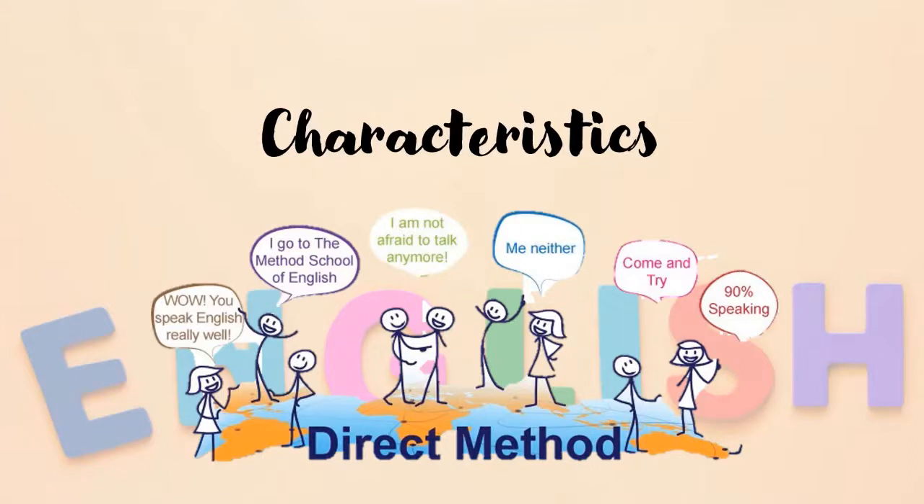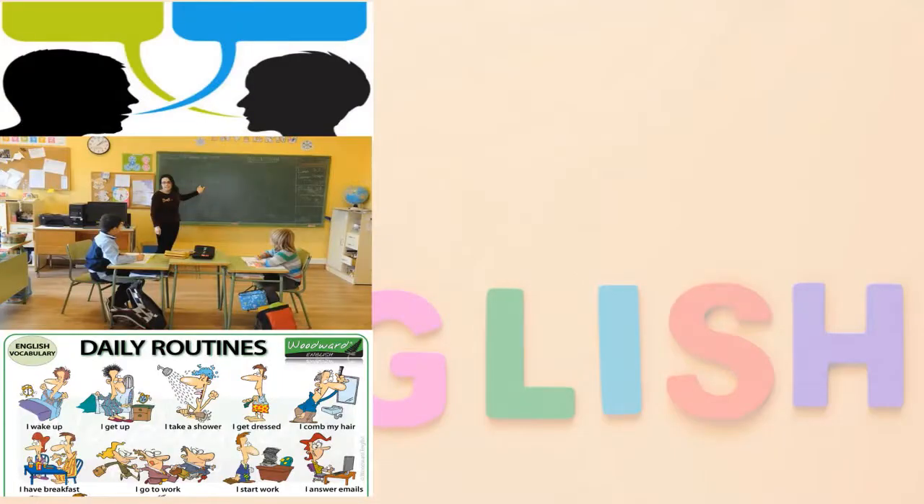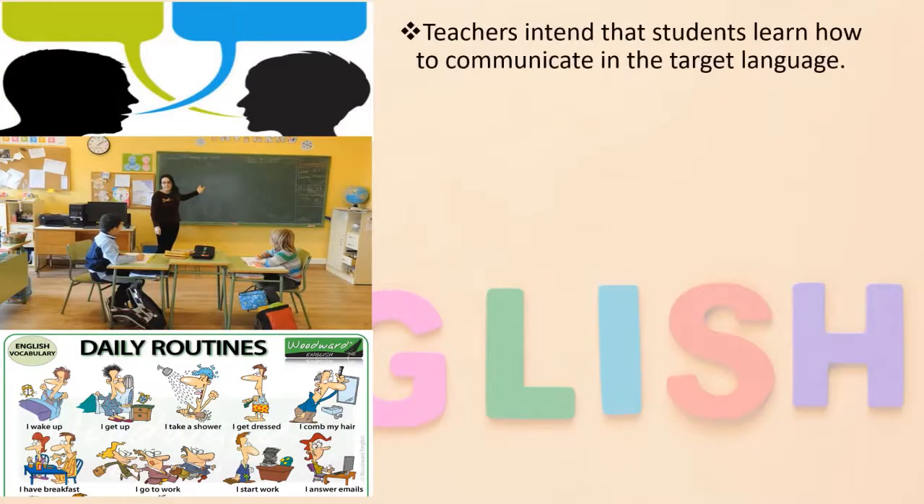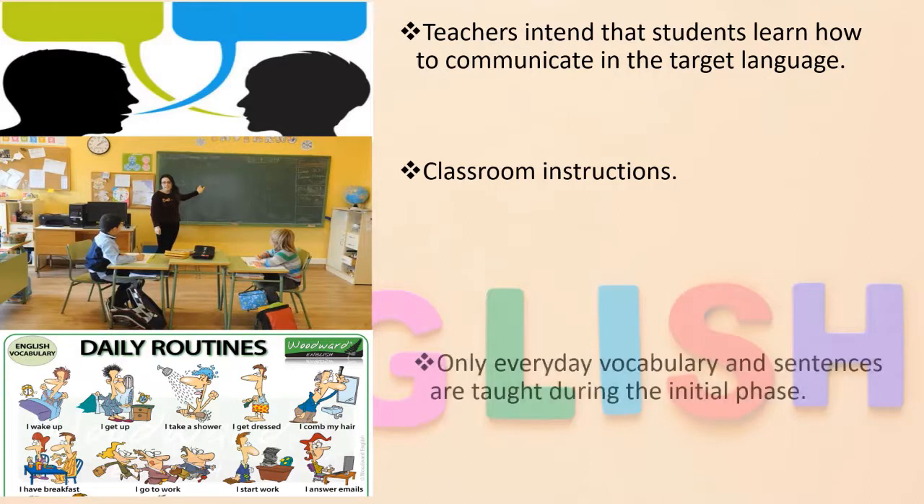Now I'm going to talk about the characteristics of the direct method. Teachers intend that students learn how to communicate in the target language, in this case English. Classroom instruction is conducted exclusively in the target language. Only everyday vocabulary and sentences are taught during the initial phase. Grammar, reading, and writing are introduced in the intermediate phase.